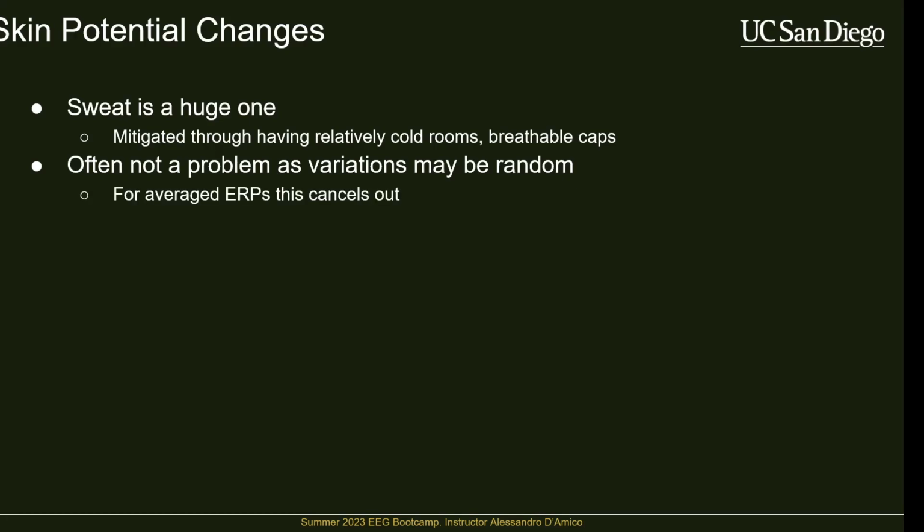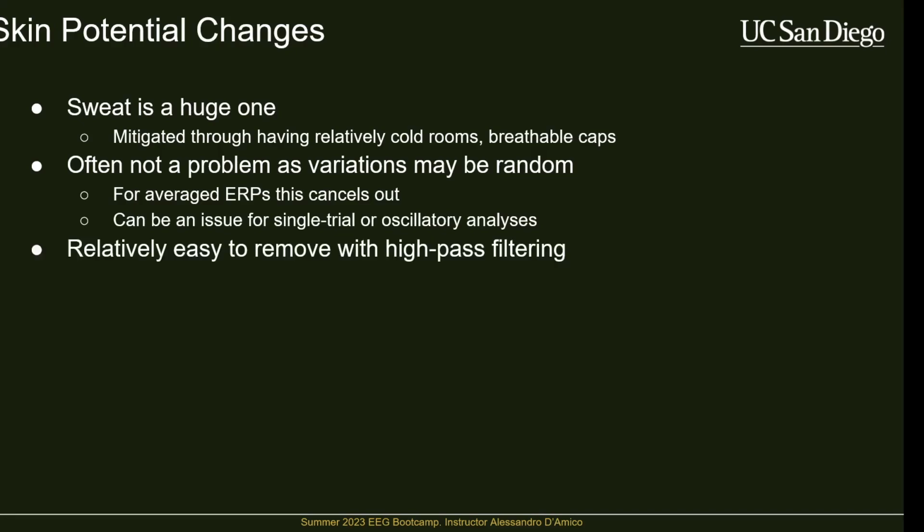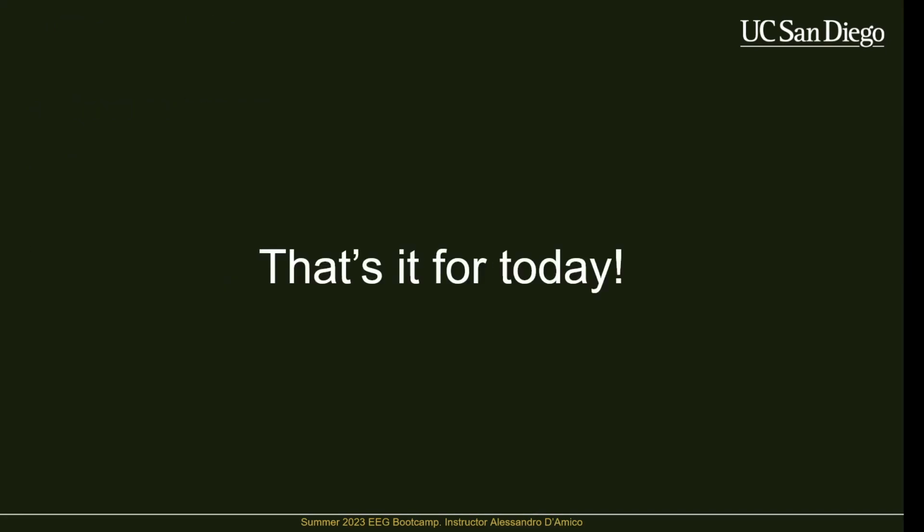But you can also just deal with it by applying a really, really low high pass filter, usually 0.01 hertz or 0.1 hertz, which will completely eliminate this drift. It can be an issue if you're doing single trial analyses or if you're looking at low and slow oscillations. But for averaged ERP research, it doesn't tend to be that much of a problem. And again, you can remove it with a 0.1 high pass filter.